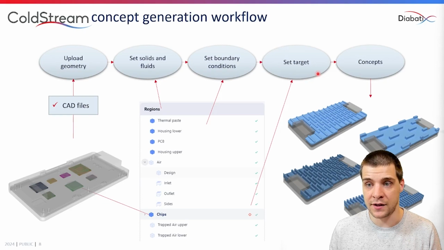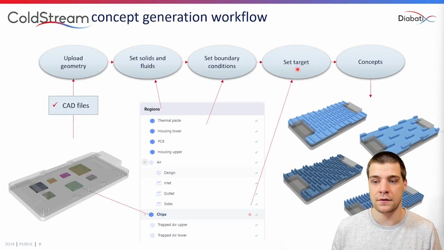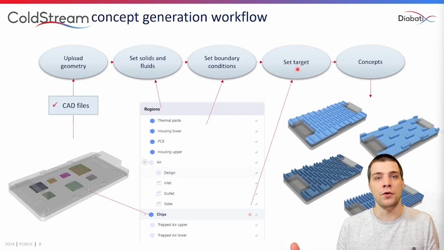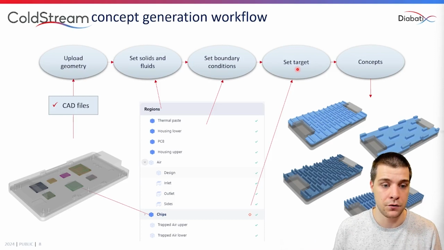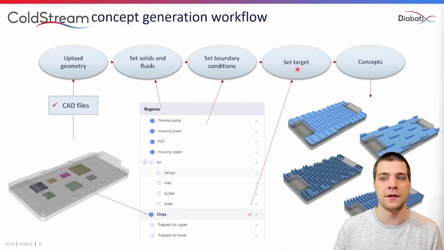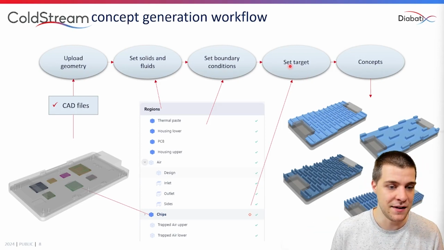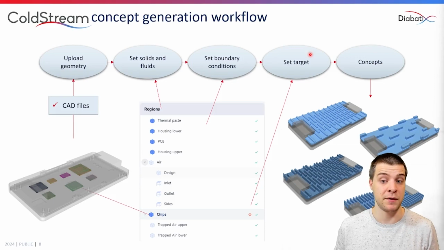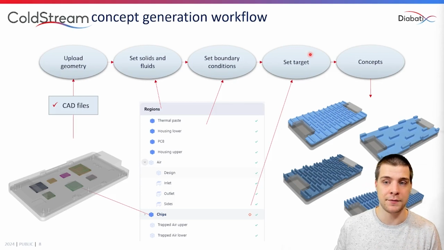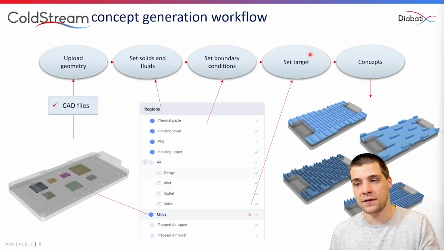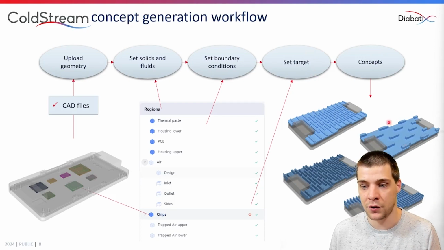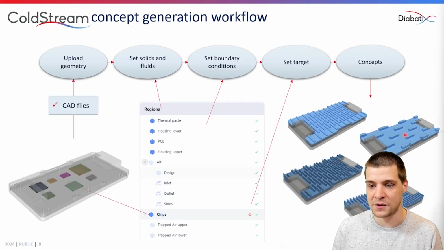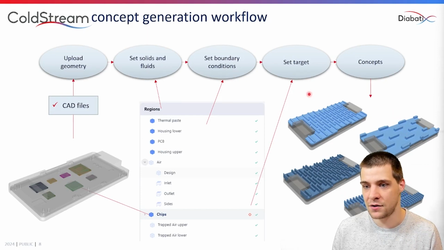Alright, then you set your design domain and your targets. The design domain basically dictates what volume is open to generate those structures, to generate those concepts, and the targets let Coldstream know what to optimize for. For the PCB, of course, maximize the heat exchange efficiency, and that's pretty much it. So once you complete all 4 steps, Coldstream knows enough, and it will start generating those concepts for you. And here again, some sneak peeks of what those concepts can look like.